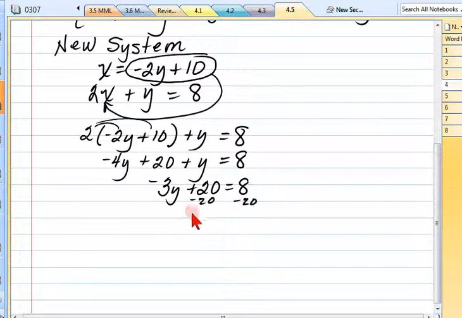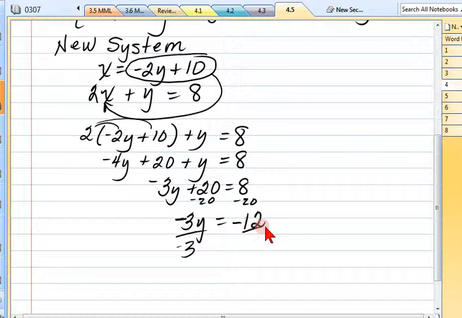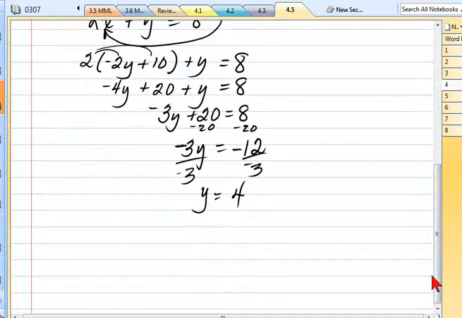Negative 3y is negative 12. Divide by negative 3. And y equals 4. There it is. So y is 4? Y is 4.